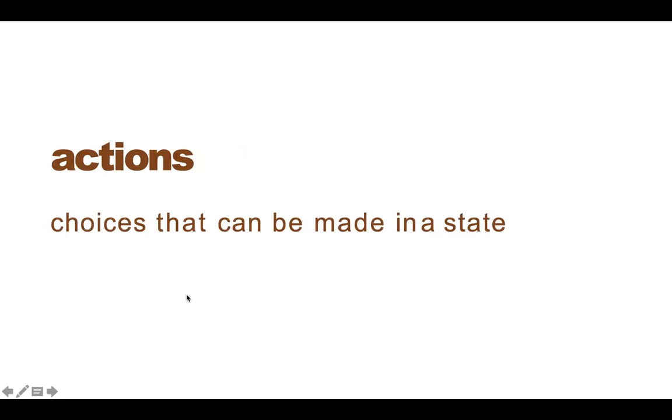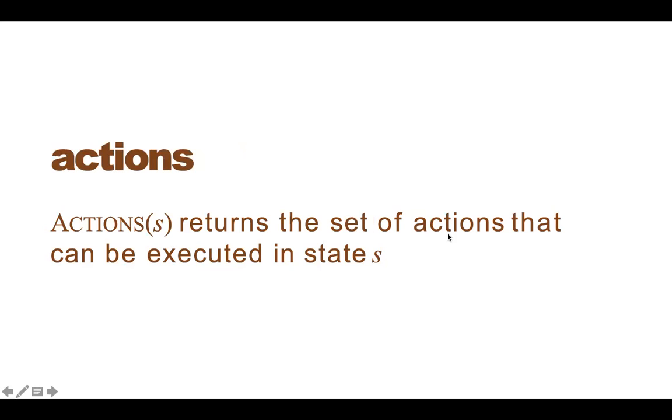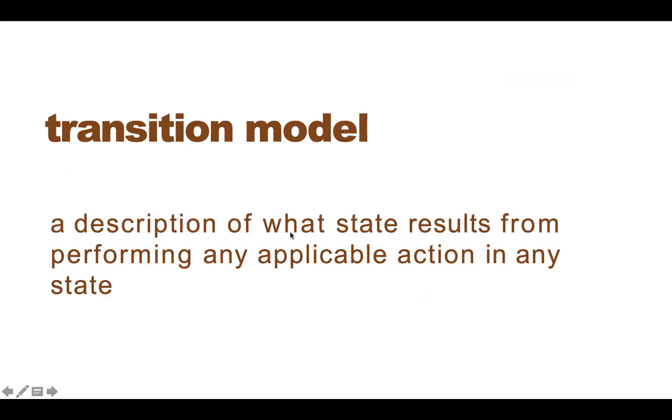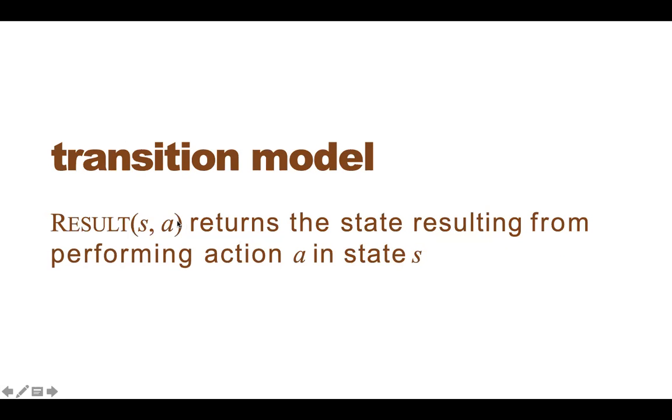Actions are the choices made by the agent to change itself from one state to another state. Actions returns the set of actions that can be executed in state S. Now, in a certain state, for example, the action can be moving right or moving left or moving upward or moving downward. Transition model is a description of what state results from performing any applicable action in any state. Transition model returns the state that has resulted and the action that caused the resultant state.